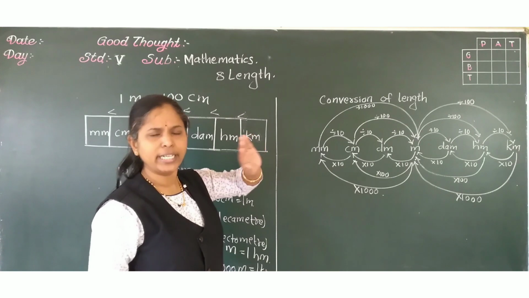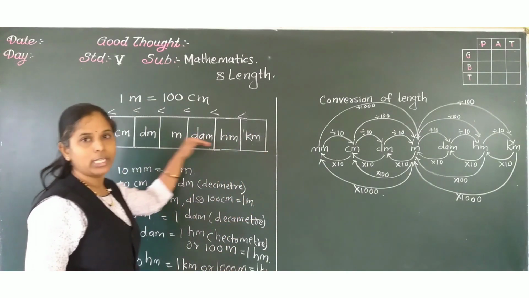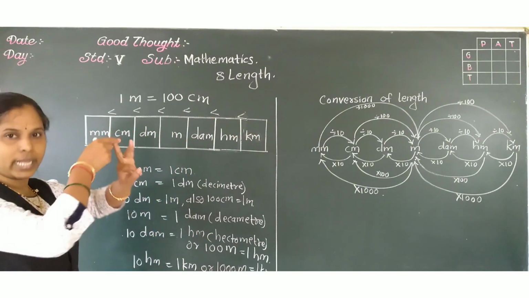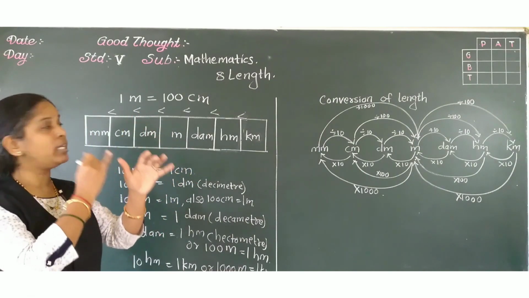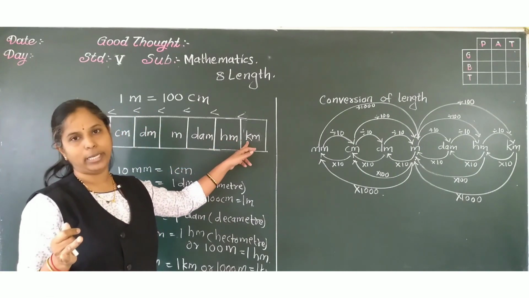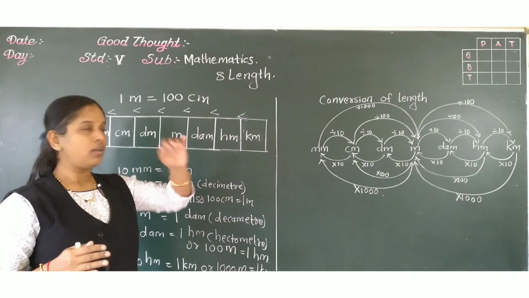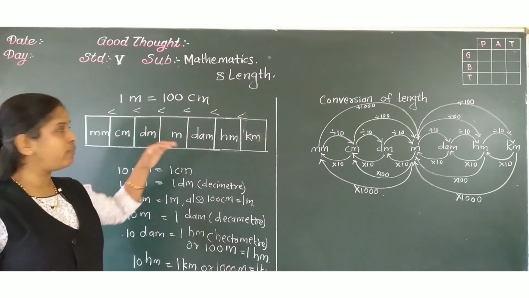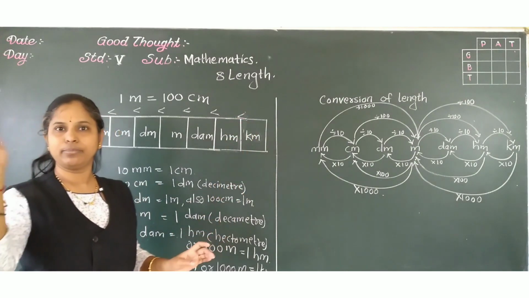I will show you conversion of lengths. Watch it carefully. It's very easy. This order you should know. From smallest to biggest: first millimeter comes, then centimeter, then decimeter, then meter, then decameter, then hectometer, and then kilometer comes. You should know the ascending order of these units. Now how to convert? Each unit goes on increasing by 10.